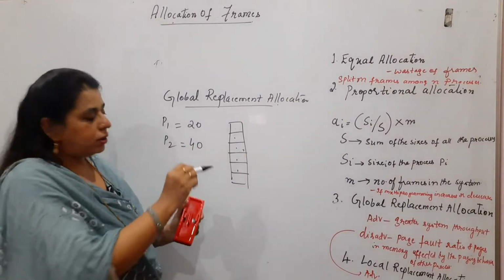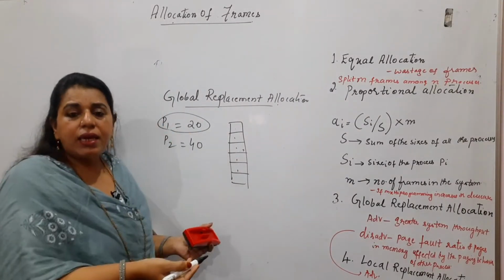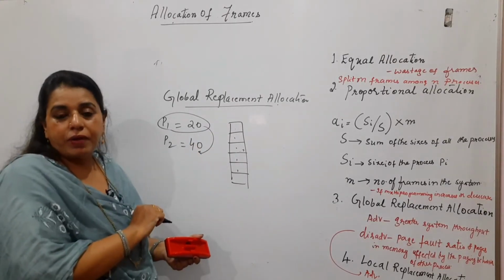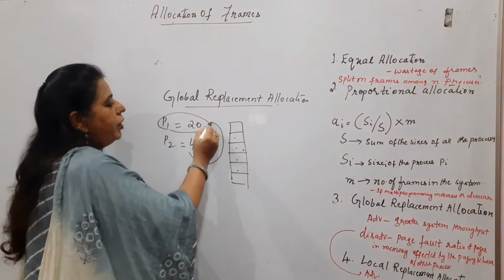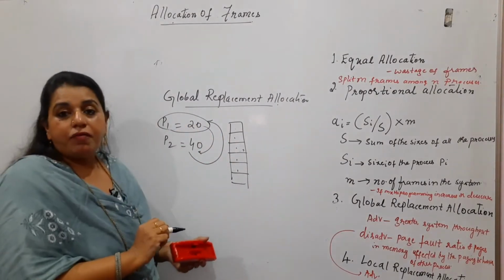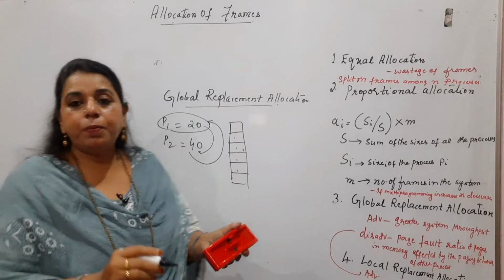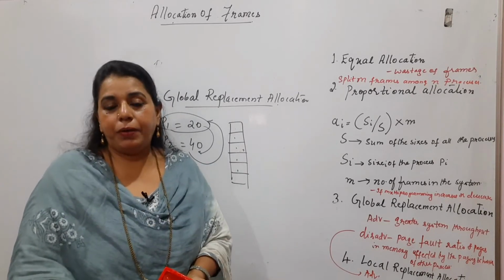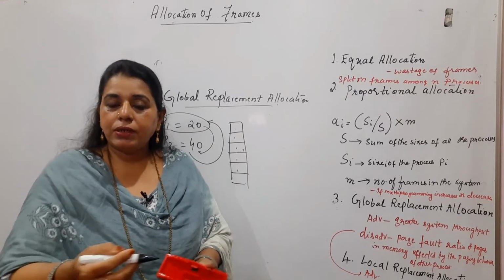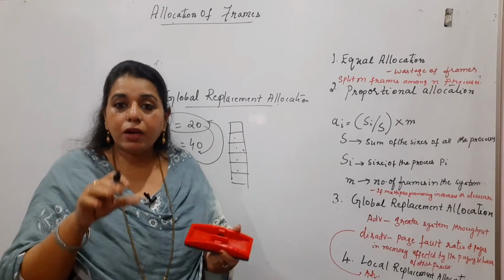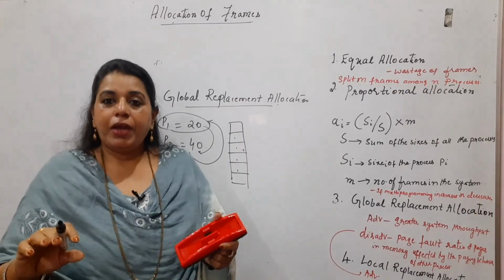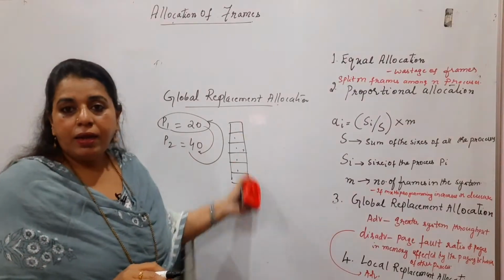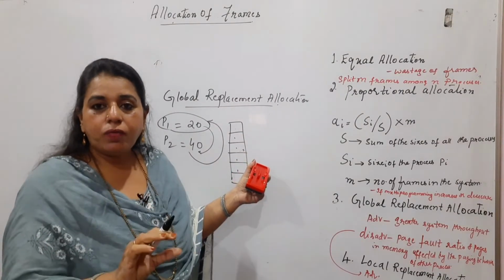So now suppose if process P1 is in need of an extra frame, then it can always take a frame from process P2. If process P2 is in need of an extra frame, it can take a frame from process P1. Whatever is allocated to P1, P2 can borrow, and whatever is allocated to P2, P1 can borrow. Like that, whatever the number of processes, they can borrow from each other. That's why we say here globally. All the frames belonging to all the different processes are available. Each set of frames belongs to one single process.